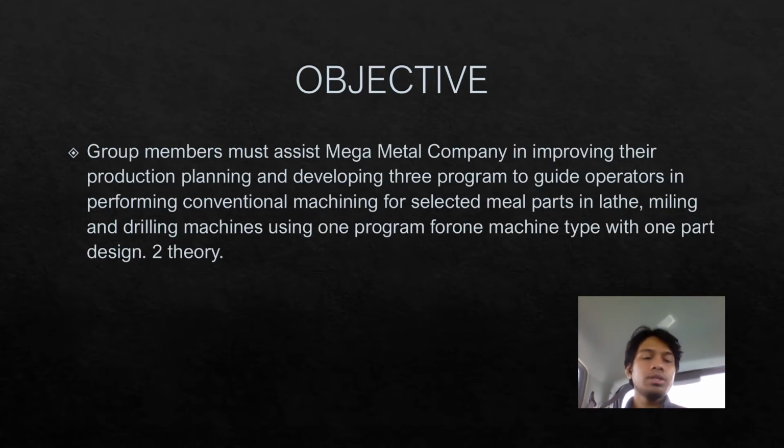The objective is that group members must assist Mega Metal company in improving their production, training, and developing three programs to guide operators in performing conventional machining for selected mill parts in lathe, milling, and drilling machine, using one program for one machine type with one part design and then 2 theory.